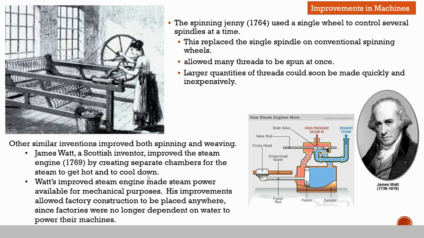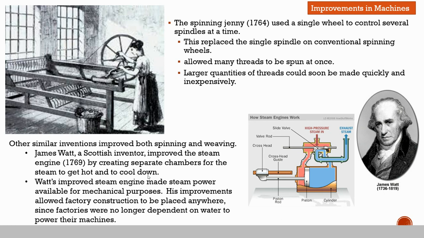So other similar inventions improved both spinning and weaving. James Watt, a Scottish inventor, improved the steam engine by creating separate chambers for the steam. One chamber would get hot, and then the other chamber would actually cool down. So he made it a lot safer, is really what he did with the steam engine. So Watt's improved steam engine made steam power available for mechanical purposes. They could put it pretty much anywhere. His improvements allowed factory construction to be made anywhere. You didn't have to be next to water anymore.